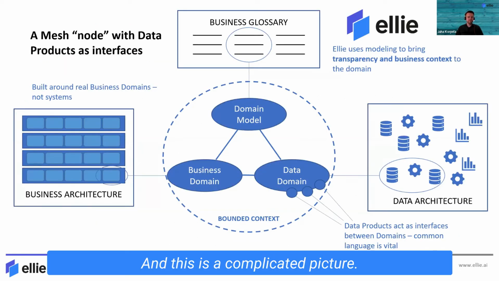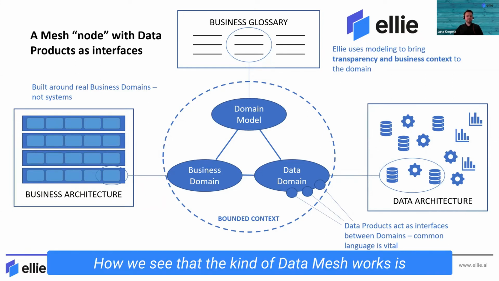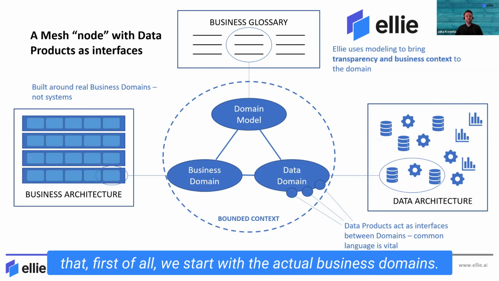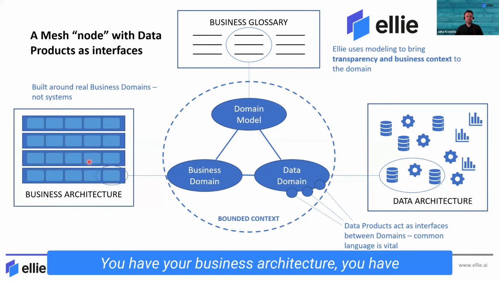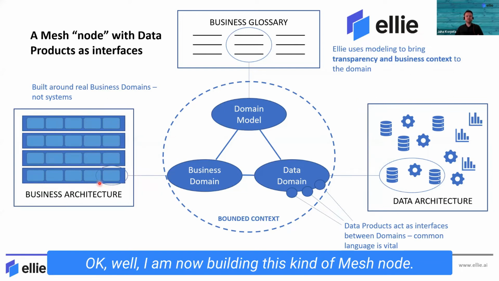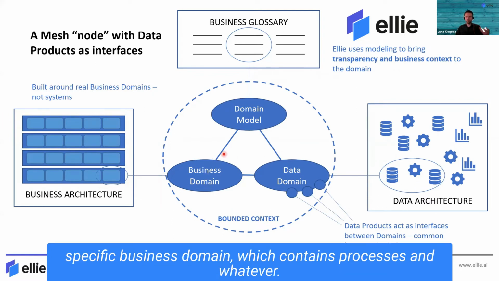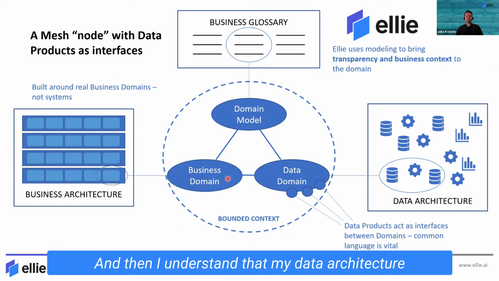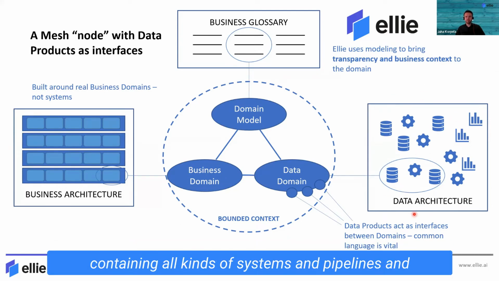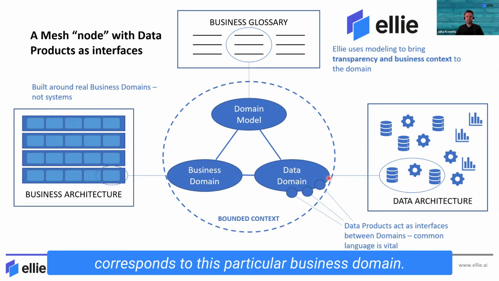And this is a complicated picture, so let me grab my laser pointer again. How we see that the kind of data mesh works is that, first of all, we start with the actual business domains. So you have your business architecture, you have your capabilities, whatever, and you know that, okay, well, I am now building this kind of mesh node, so this little piece of the mesh from this specific business domain, which contains processes and whatever. And then I understand that my data architecture, containing all kinds of systems and pipelines and whatnot, there's a specific part of that corresponds to this particular business domain.